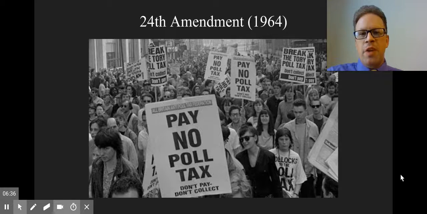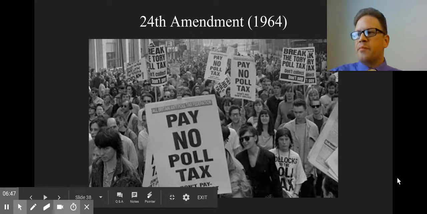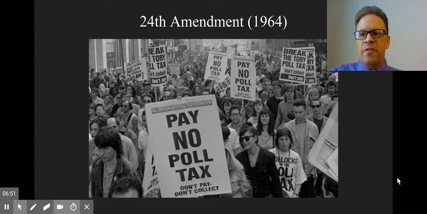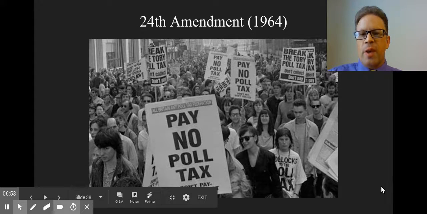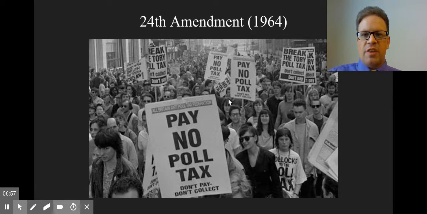The 24th Amendment of 1964 officially banned poll taxes and any other types of taxes for that matter as a condition for voting in federal elections. It was not until the Voting Rights Act of 1965 that poll taxes were prohibited at the state level. So the amendment just affected the federal level, not the state level just yet. The Supreme Court finally declared poll taxes a violation of the Equal Protection Clause in 1966, though.